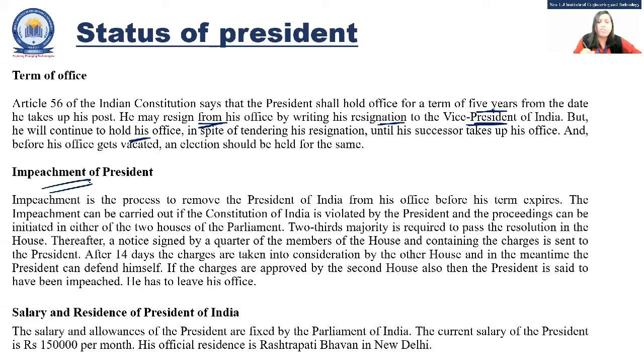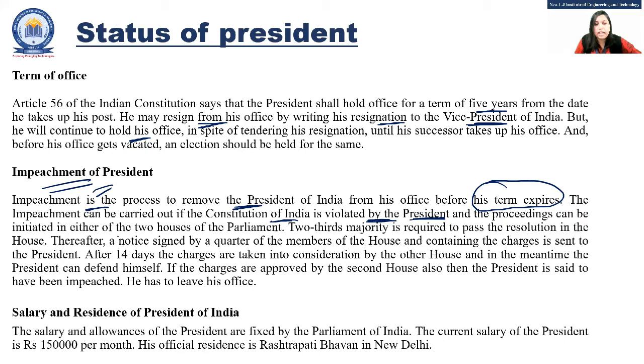Second is the impeachment of the president, meaning the removal process of the president. Some clauses are given in our constitution for that. Impeachment is basically the process to remove the president of India before his term expires, meaning before 5 years. Impeachment can be carried out if the Constitution of India is violated by the President. If at any time one observes that the President has violated the Constitution of India, this process can begin.